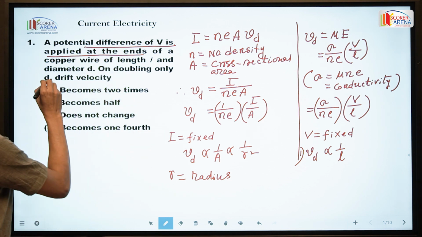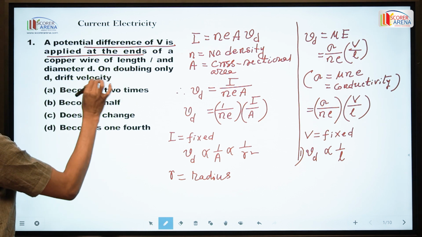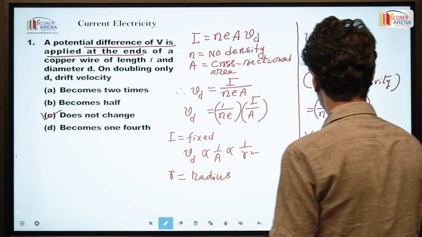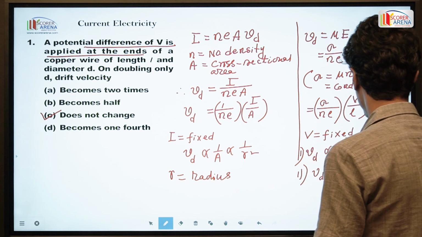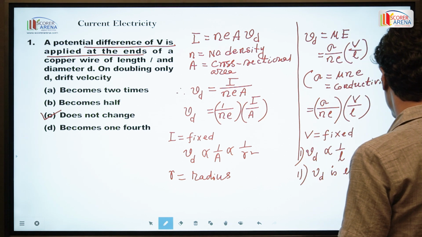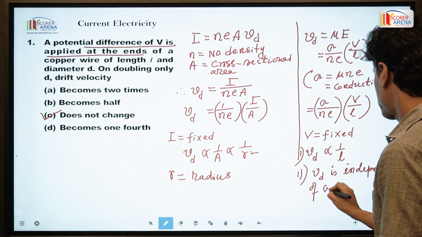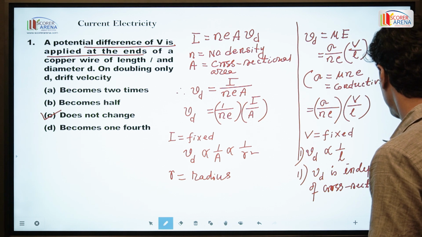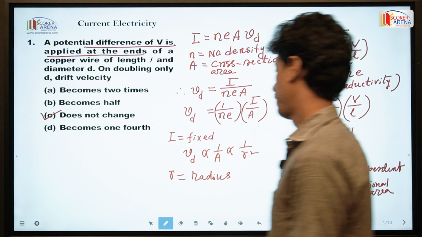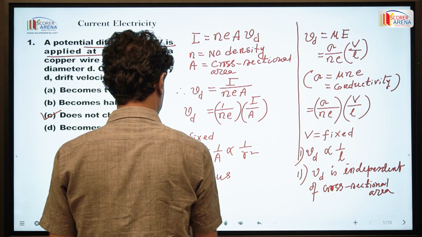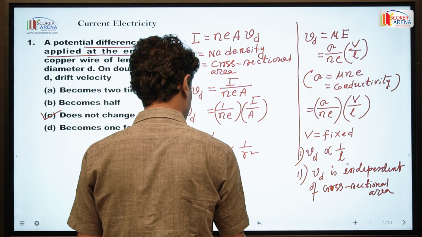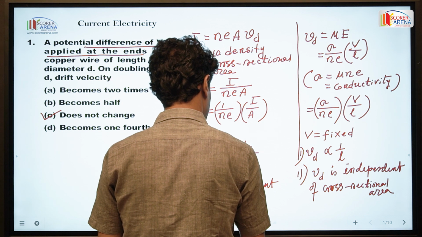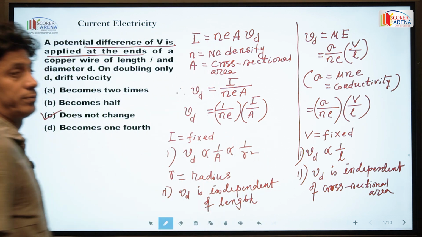So on doubling the diameter, the drift velocity does not change, because here vd is independent of cross sectional area, and vd is independent of length. So the right option here is C again.